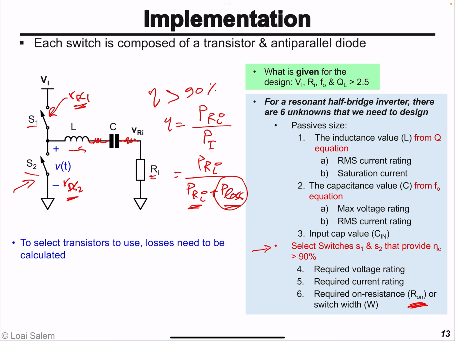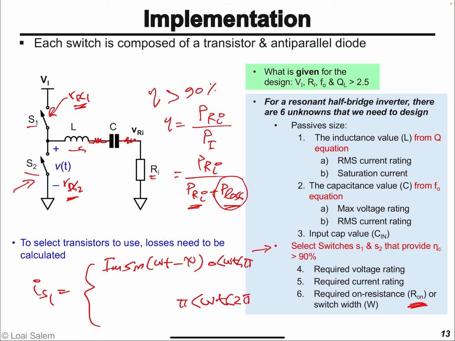So let's try to find the power loss first in the equivalent on resistance of the switches RDS1 and RDS2. Well, we mentioned the current in one of the switches, say in IS1, is going to be equal to the resonant current in the first half cycle, so when omega t is between 0 and pi, and in the second half cycle is going to be 0.